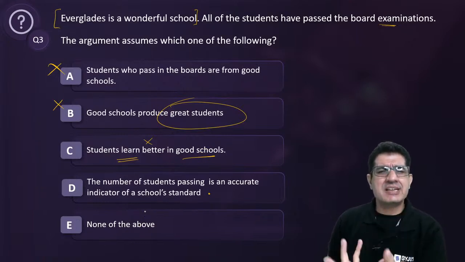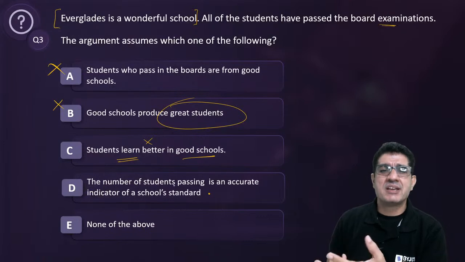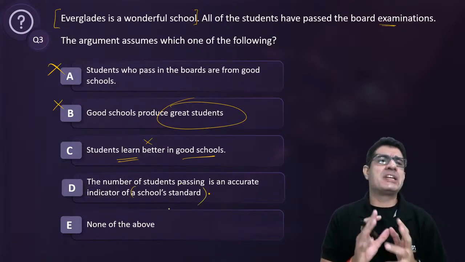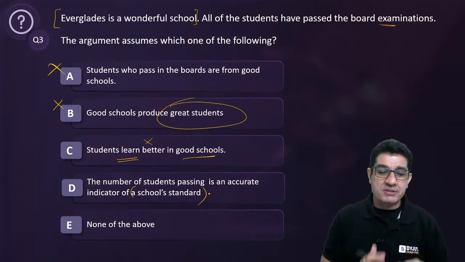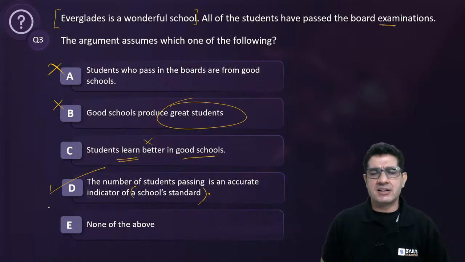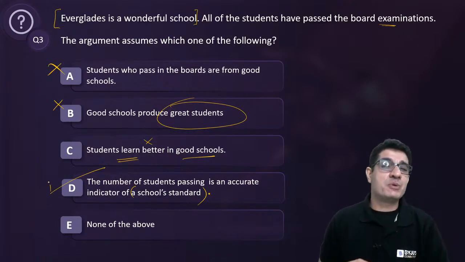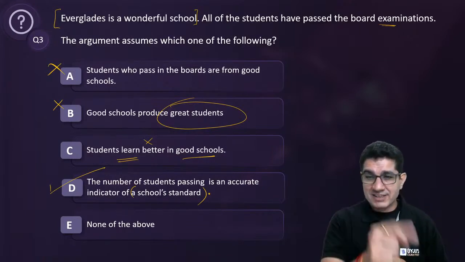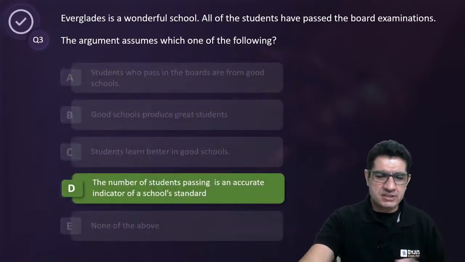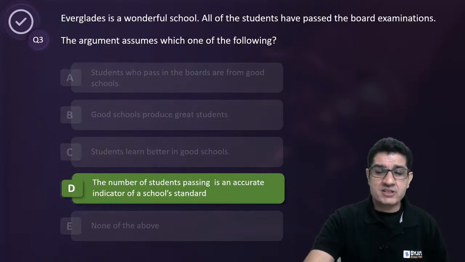Oh, in that case, I think D does come close. When you say is an accurate indicator of a school's standard, then calling a school wonderful is definitely an issue related to the standard, and therefore we can choose D as our answer. So here are these three different ways in which we can be tested on assumptions. With that, let's move on. So question number 3, answer is D, and so far you guys are actually on a roll.